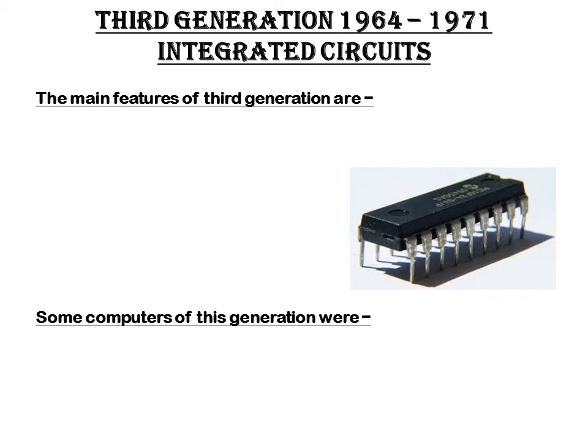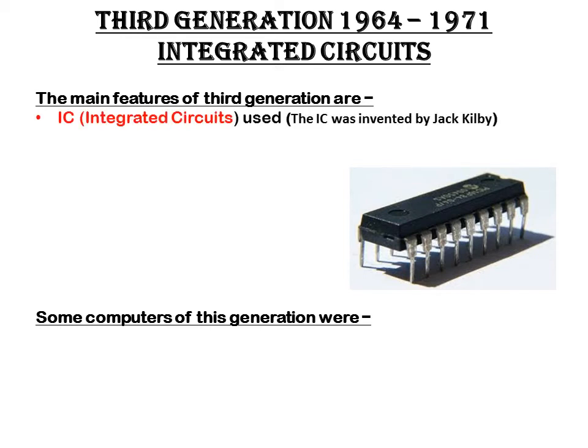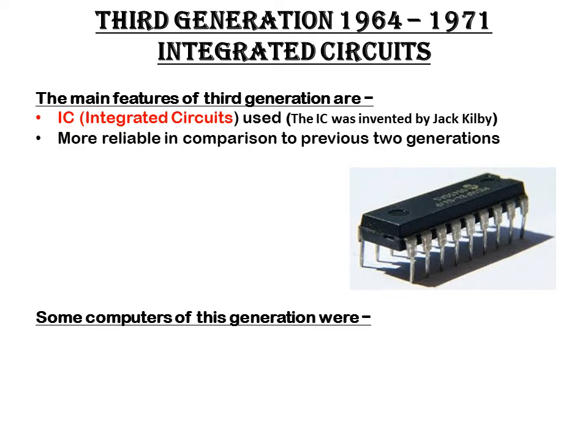Now next come to the third generation from 1964 to 1971. The main feature of this generation, it used the integrated circuit, or IC, which was developed by Jack Kilby. IC is actually made of thousands of transistors. Next, it is more reliable in comparison to previous two generations. It is smaller in size, it generates less heat, and it is faster.